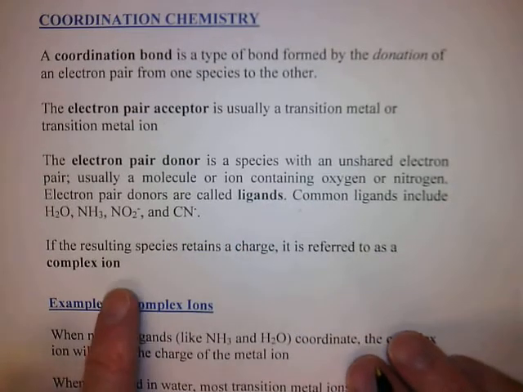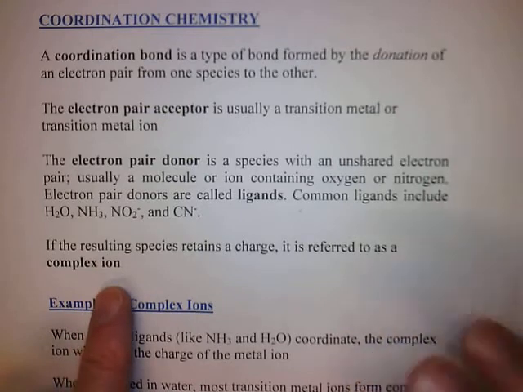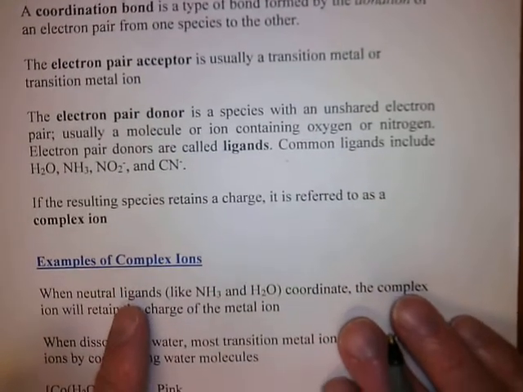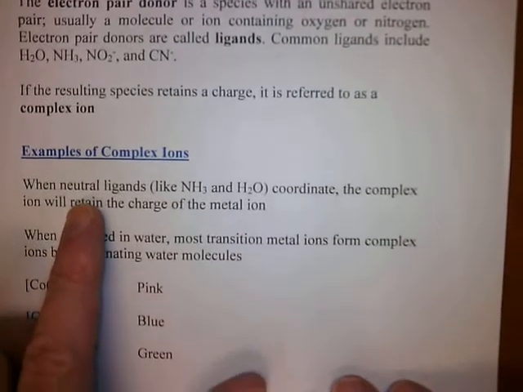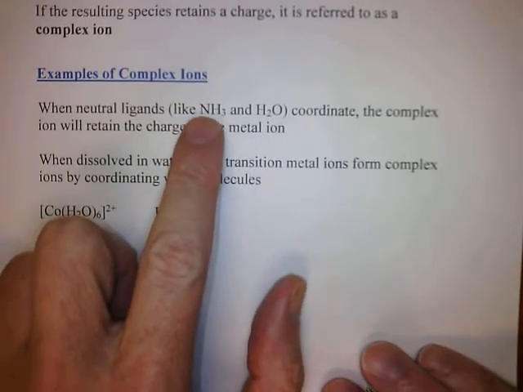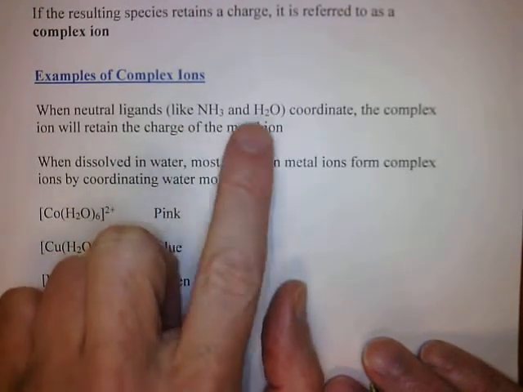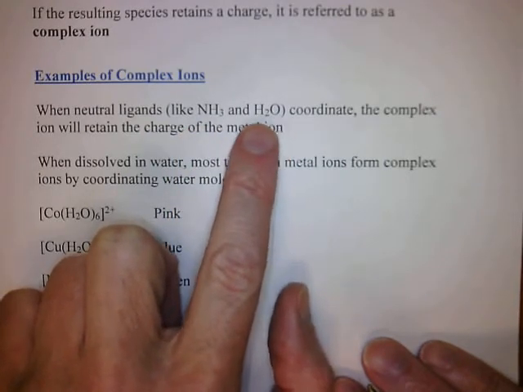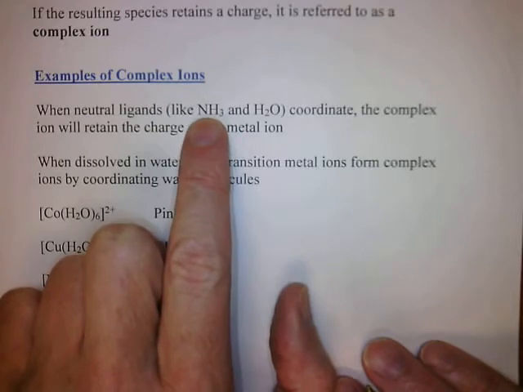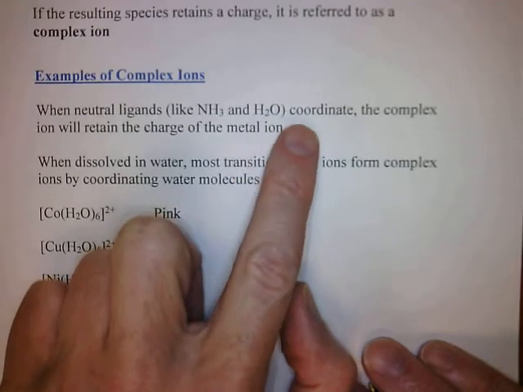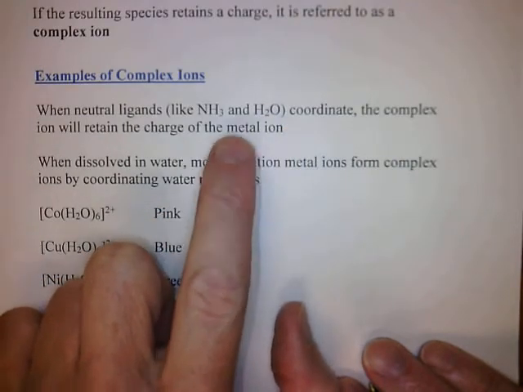Now, the resulting species, the species that is formed from the coordination, retains a charge, and it's called a complex ion. So what are some examples of complex ions? Now, molecules that are neutral, like ammonia and water, both of these can act as ligands. We'll talk about that in a minute. Since these are neutral, ammonia doesn't carry a charge, water doesn't carry a charge, the complex ion will retain the charge of the metal ion.